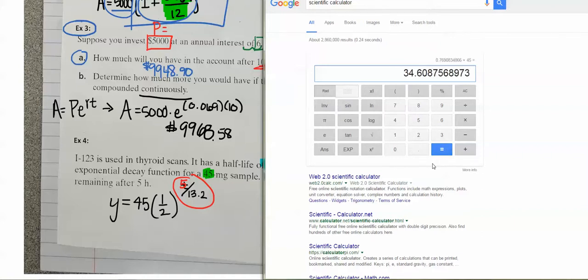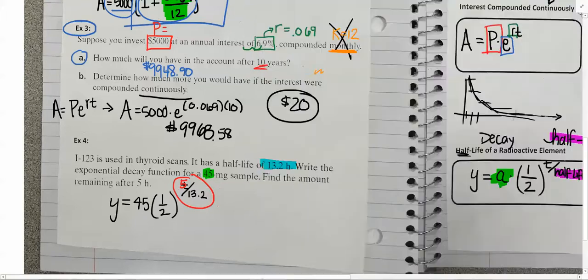Okay, so after 5 hours, it's not cut in half yet because it hasn't been 13.2 hours. It's less than that. So you're still going to have more than half. And it looks like we have 34.6 milligrams.